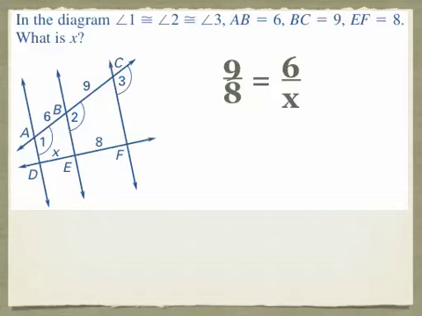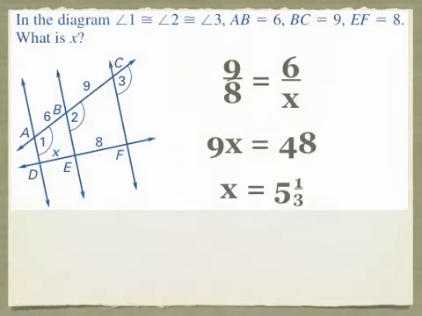Which tells me I could write the proportion 9 over 8 equals 6 over x. Just like throughout this whole chapter, there are lots of different ways that you could set up this proportion. Regardless of how you set it up, you should get 9x equals 48 when you cross multiply. If you don't get 9x equals 48, then your proportion was not set up correctly, and you need to go back and make sure that corresponding parts are in corresponding places in your proportion. When I divide both sides by 9, I get x equals 5 1/3, which would be 5.3 repeating as a decimal.